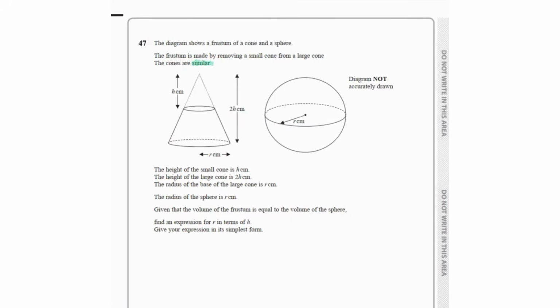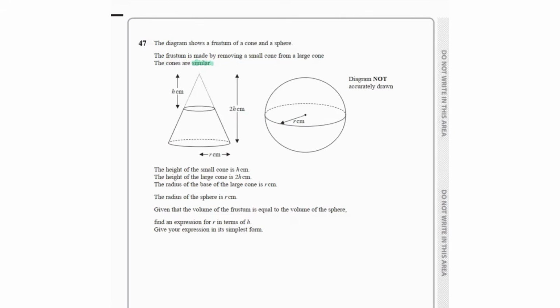The height of the small cone is h. Height of the large cone is 2h. The radius of the base of the large cone is r centimeters. The radius of the sphere is also r centimeters. Given that the volume of the frustum is equal to the volume of the sphere, find an expression for r in terms of h. Give your expression in its simplest form.